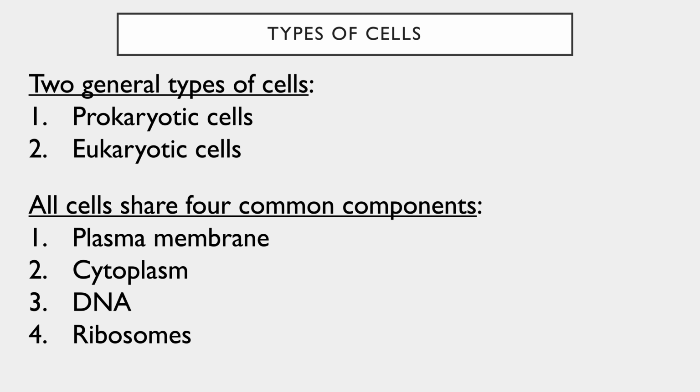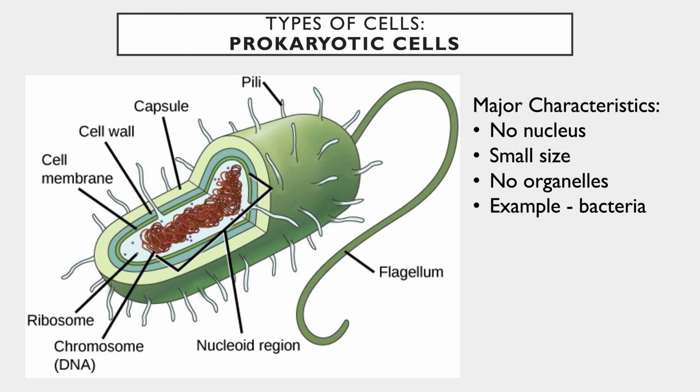In modern scientific standards, we classify all living cells into one of two groups, one being prokaryotic cells and two being eukaryotic cells. All of these cells share four common components, however. They all must have a plasma membrane, a cytoplasm, they have DNA, and ribosomes. The prokaryotic cell shown here is characterized by having no nucleus, relatively small in size, and no true membrane-bound organelles.